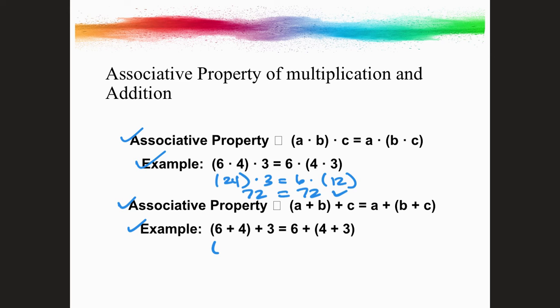6 plus 4 here is 10, plus 3. And here we have the 6 first, and we have the 4 and the 3 associating together, and that gives us 7. So 10 plus 3 is going to be 13, and 6 plus 7 is 13. So we can see how this property, even though the numbers are associated differently, both in multiplication and addition, is going to yield the same results.